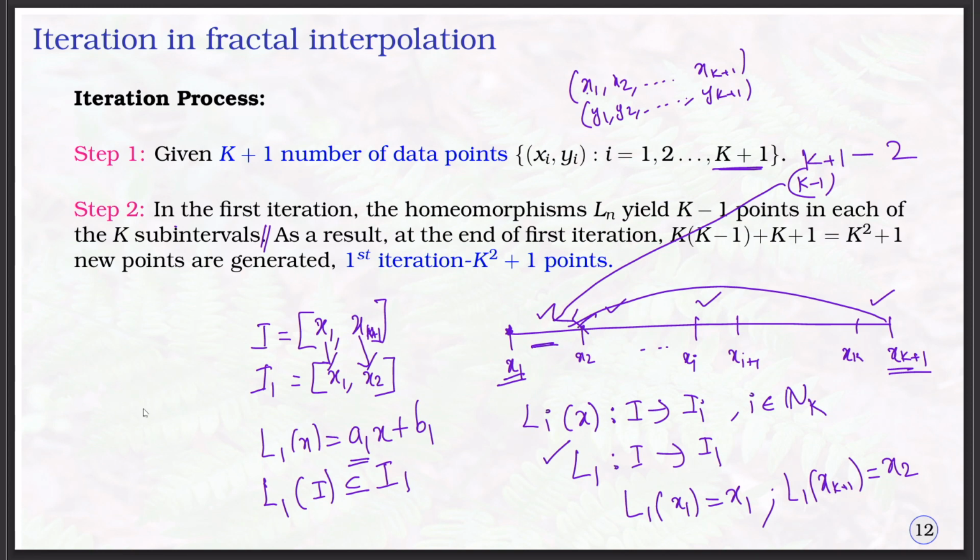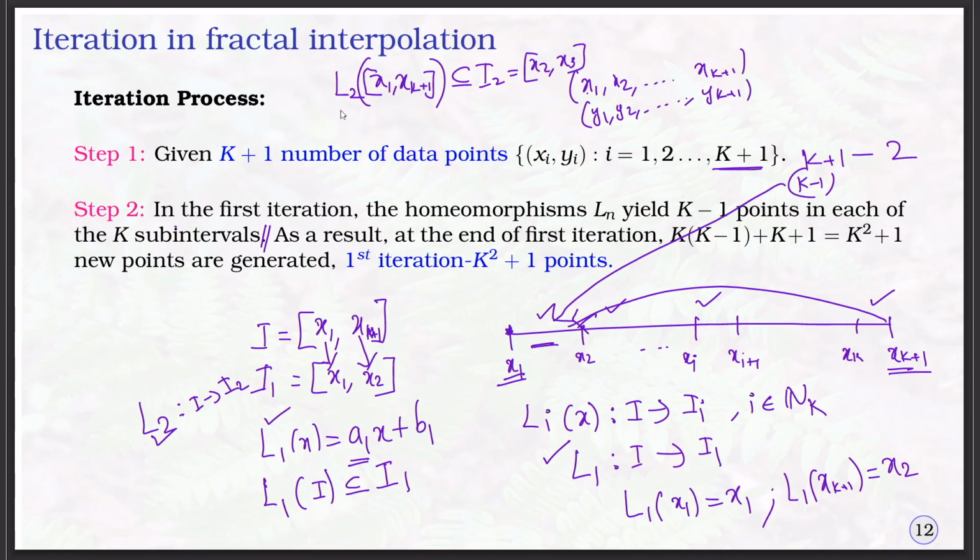Similarly, this L2 map is a mapping from I to I2. Maybe I will pronounce it as: L2 is a function from the whole interval to the subinterval I2. If you are applying the L2 map on x2 to x3, the image of x1 to x(k+1) is a subset of I2, which is equal to x2 to x3.